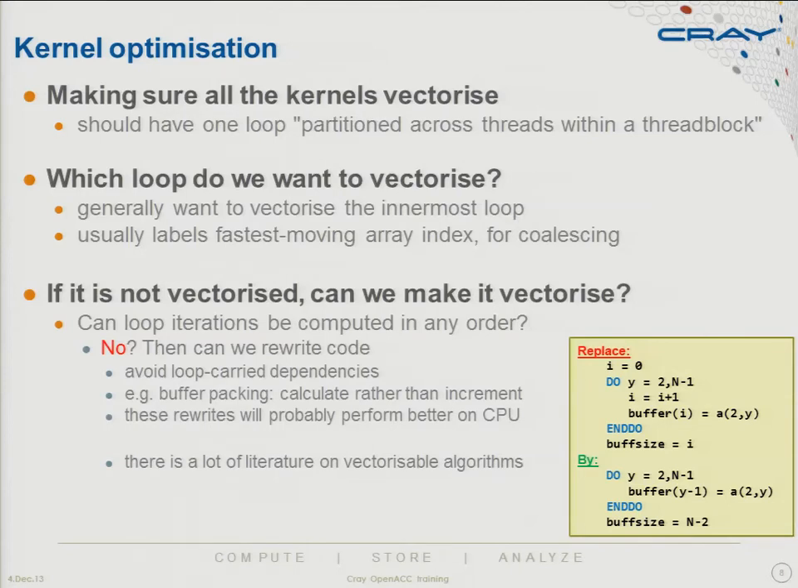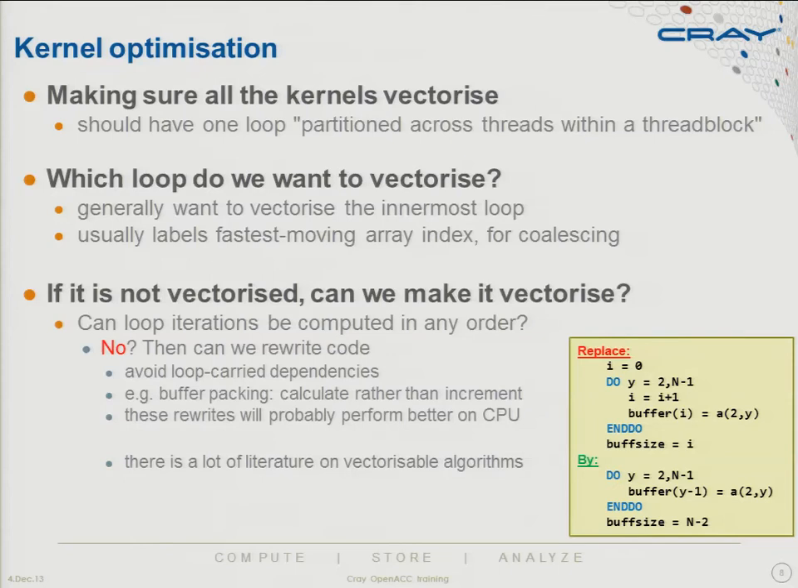Can the loop iterations be computed in any order? If not, you may need to rewrite the code. It'll probably work much better on the CPU as well. So if you're packing a buffer and it just uses this incremented index to work out where in the buffer to put the elements, and then at the end, it uses the last value of this to tell it the size of the buffer. And you see this in an MPI code.